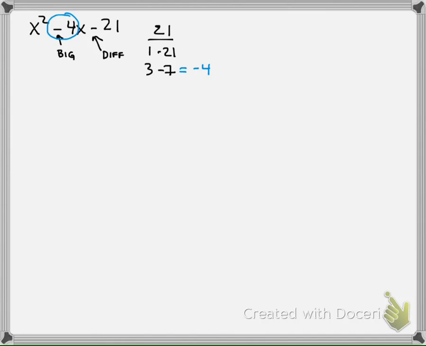So again, this is the short AC test. I'm done. I put x's in front of each, so x plus 3 and x minus 7 are my factors. Again, we can check our answer using the box method, and you'll see that we'll end up with x squared minus 4x minus 21. Okay.